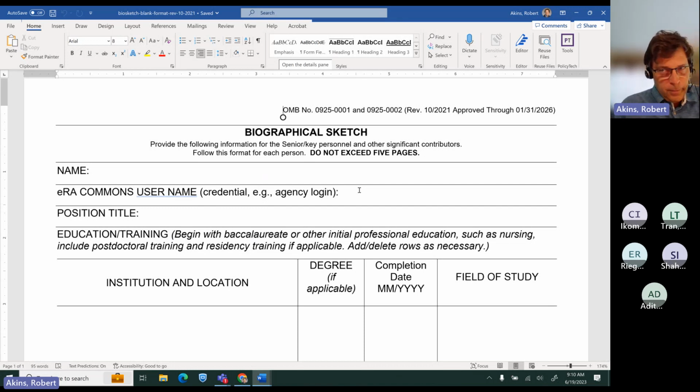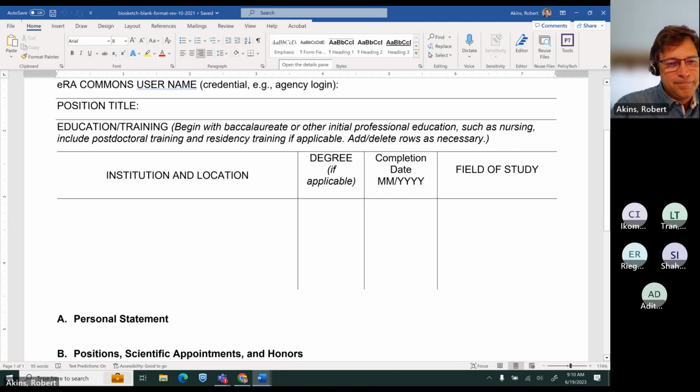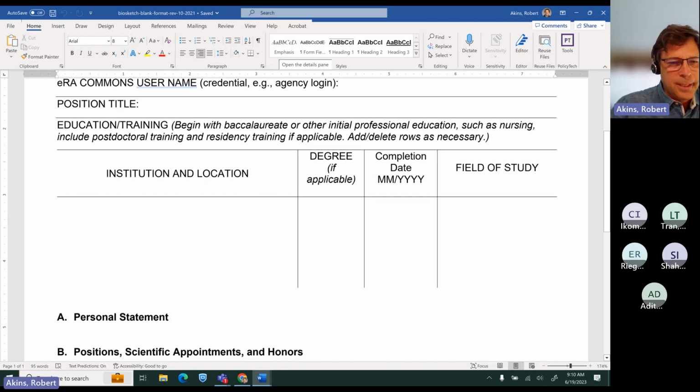So I'm old enough. Some of them are a little weird. I'm old enough that my ERA Commons is RAKINS, which is I think unusual these days.